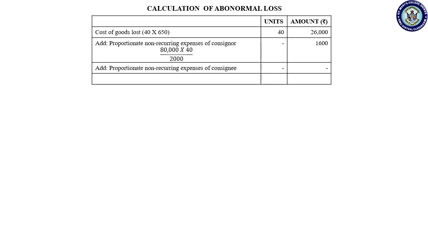Then you add the proportionate non-recurring expense of the consignee. Here we are not adding the consignee's non-recurring expense because the goods were lost in transit. So we are not adding it. So it comes to 27,600.